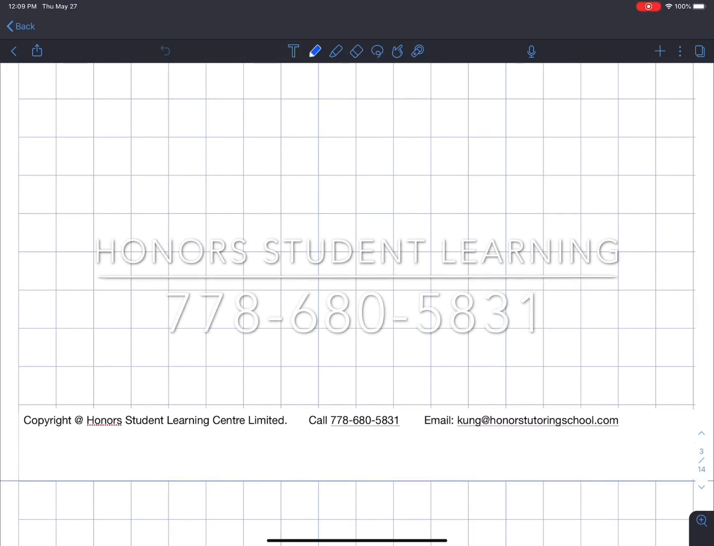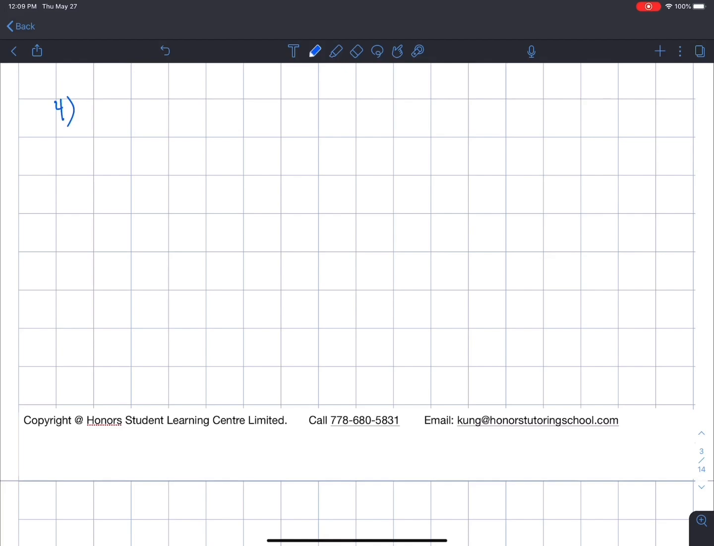Okay, moving on to question 4. So, first I want you to consider this question. What is the square root of 3 squared? Well, we know that 3 squared is 3 times 3, and 3 times 3 is 9, right? So the square root of 9 is 3.